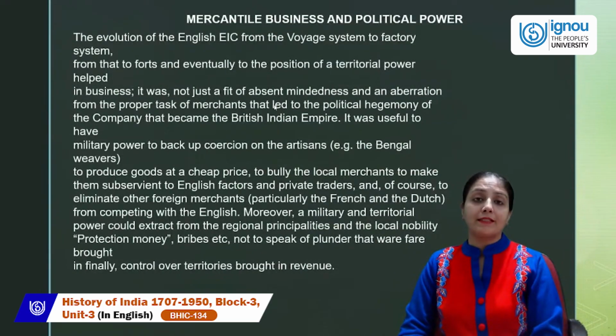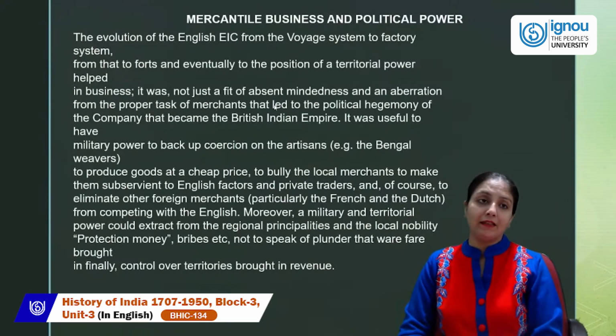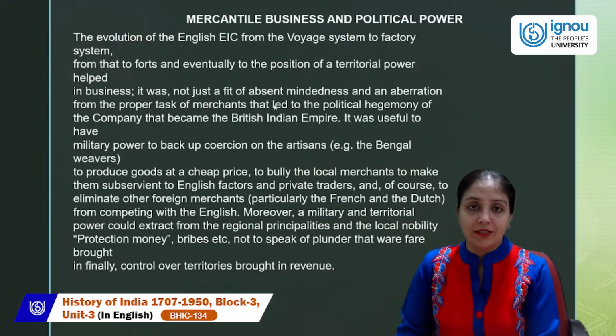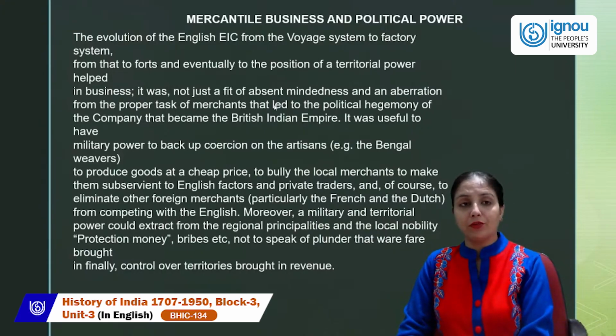Next is the mercantile business and political power. How did they extend their political power and their mercantile business in India? The evolution of the English East India Company from the voyage system to the factory system, from that to forts, and eventually to the position of a territorial power, helped its business.